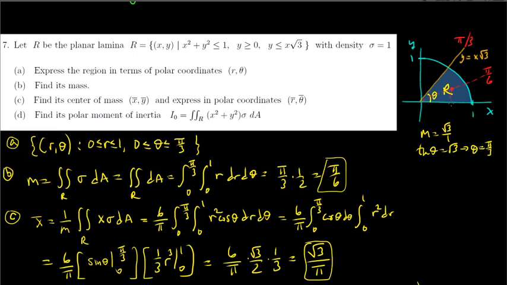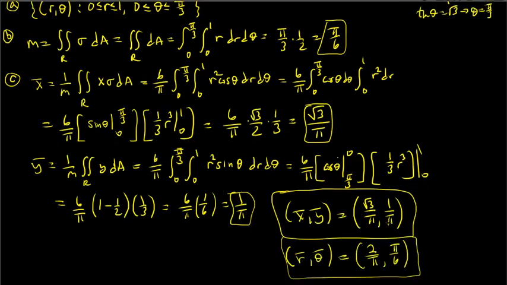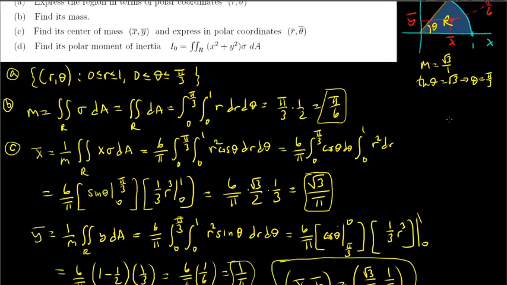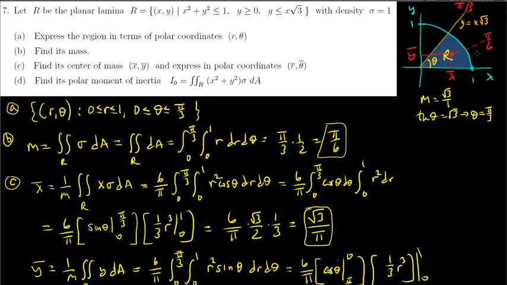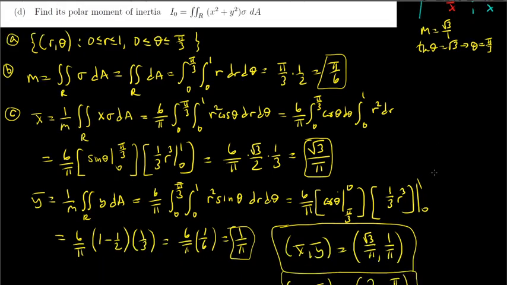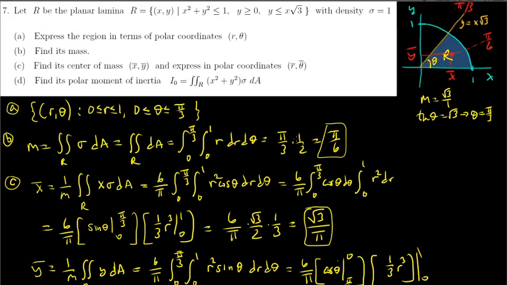Right. So you can get it in terms of either x or y, so this is x bar and y bar, or in terms of r bar and theta bar. And that's the center of mass. It's also the centroid because the density is constant, right? So we call that the centroid.